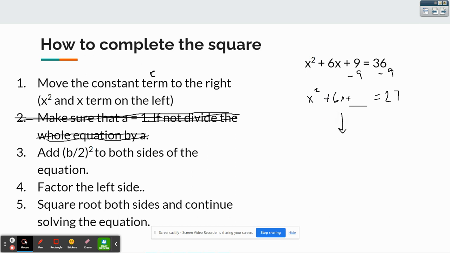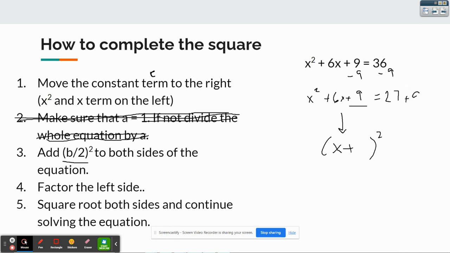So again, remember, my goal here is to get x plus something squared, which means I have to factor this, make sure I get the same factor twice. In order to do that, remember we talked about this in the last slide, I have to add half of b, squared, to both sides. Well, b is 6, half of b is 3, and 3 squared is 9. So I have to put a 9 here.